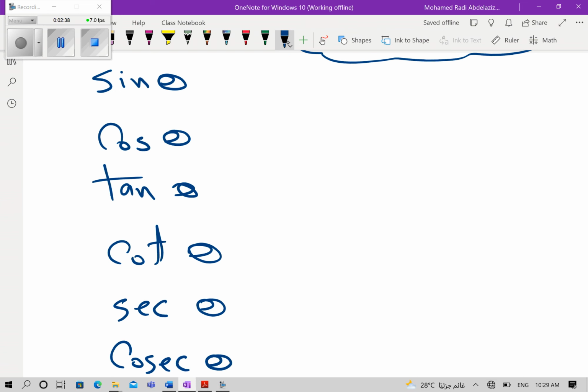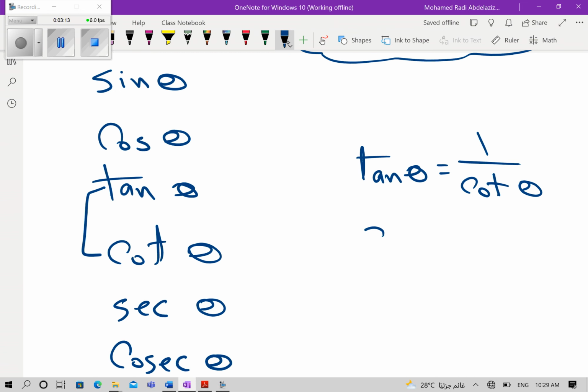Tan is from tangent. Cotan, cotangent. Sec from secant. Cosec from cosecant. But we name them cotan, sec, and cosec. Cotan is the reciprocal of tan. So tan theta is equal to 1 over cotan theta. We can write it: cotan theta is 1 over tan theta. This is called reciprocal.